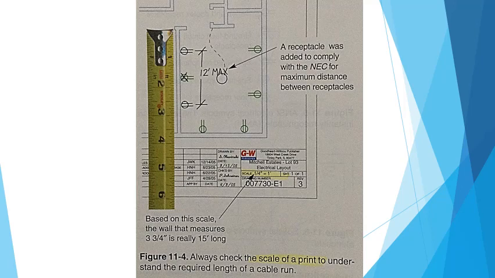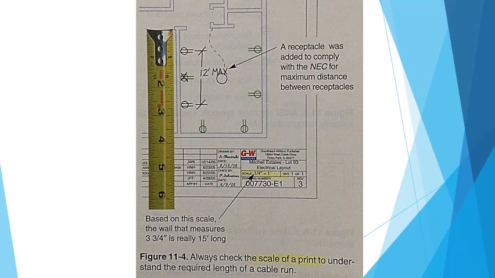If a wall drawn on this print measures 3 3/4 inches, and you know that the NEC requires no point on a wall to be more than 6 feet away from a receptacle, you can calculate that there should be at least 2 receptacles on this wall. For this, see figure 11-4.